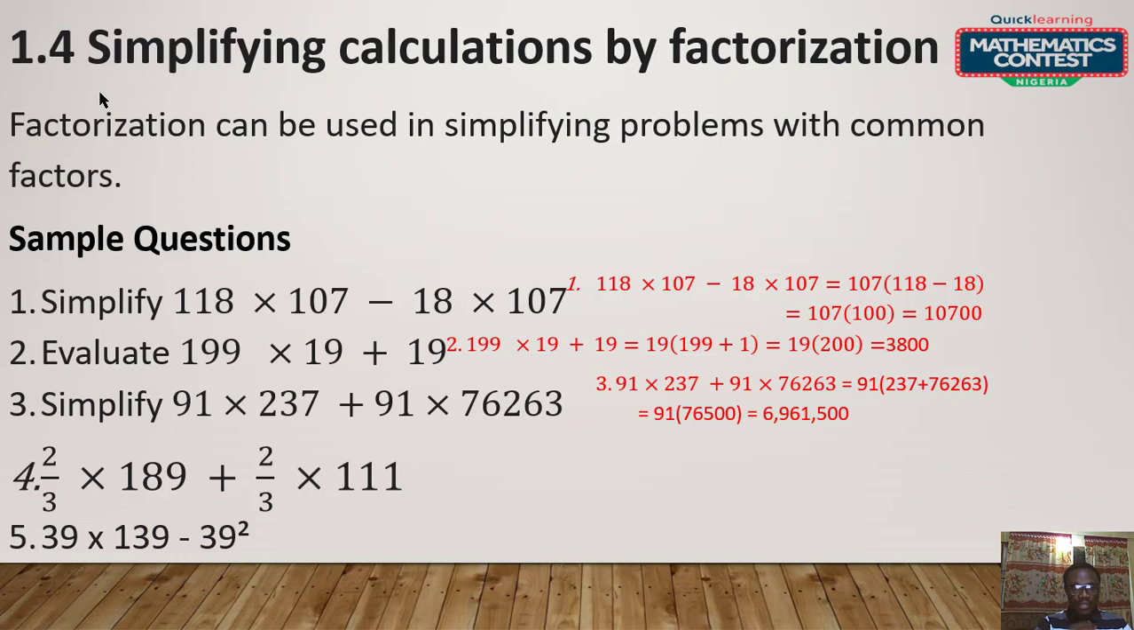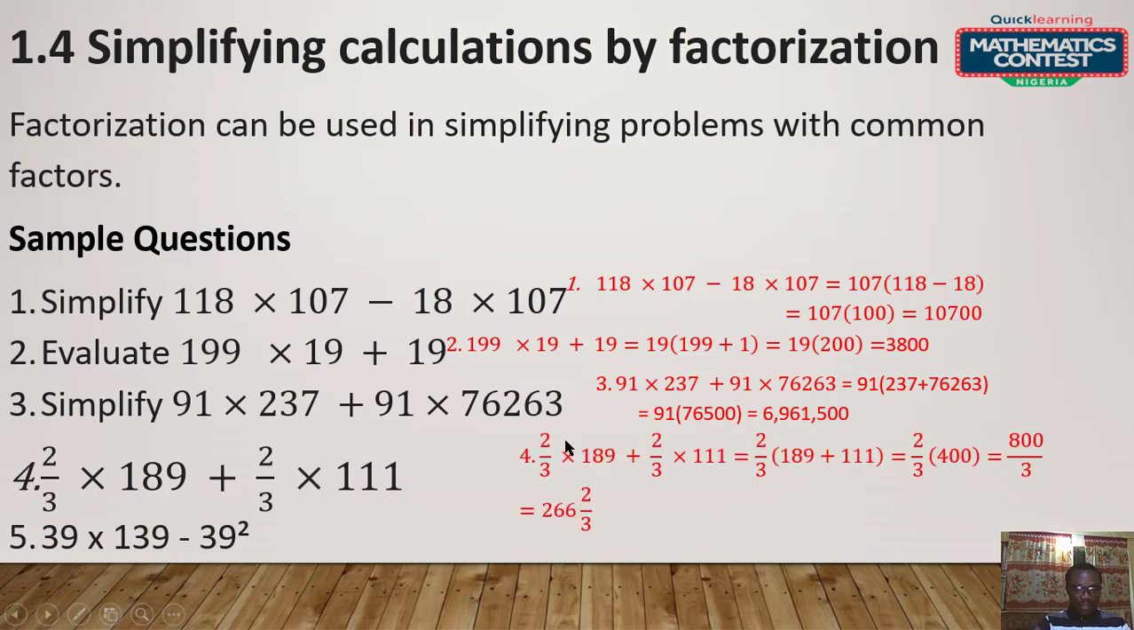The third one is this. What is common here is 91, so we'll bring the common factor out. 91 is out. We'll have 237 added to 763. By adding these, we'll have this value. What you just need to do is multiply 91 by 1000, as simple as that.